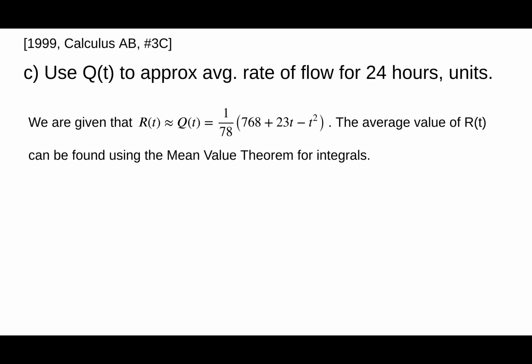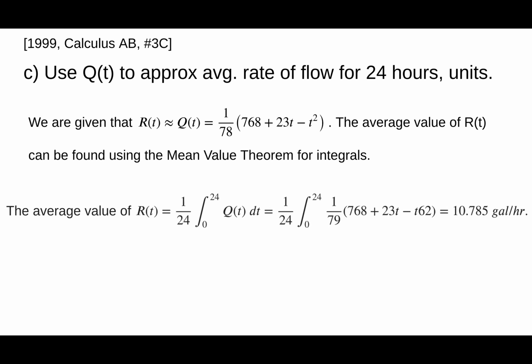The average value of r of t can be found using the mean value theorem for integrals. So basically we're just finding the average value of the function over that interval by finding the value of a definite integral and dividing by the length of the interval. All right, so the average value of r of t would be 1 over 24 times the definite integral from 0 to 24 of q of t dt.